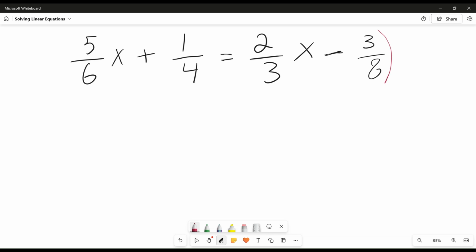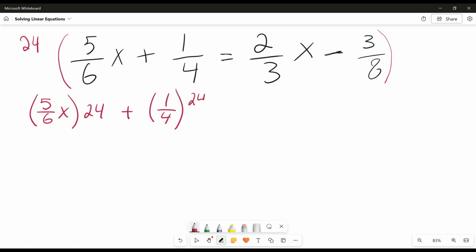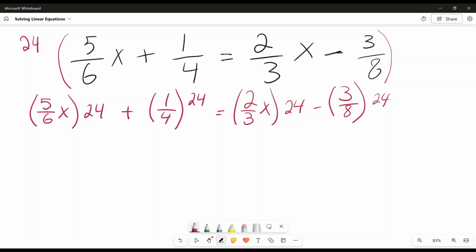So I'm going to multiply everything by 24. Now that means my 5 over 6x is going to be multiplied by 24, and my 1 over 4 is going to be multiplied by 24. My 2 over 3x is going to be multiplied by 24, and my 3 over 8 is going to be multiplied by 24. Every term is going to be multiplied by 24.